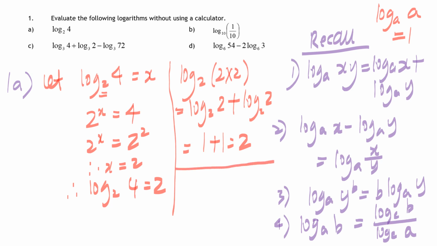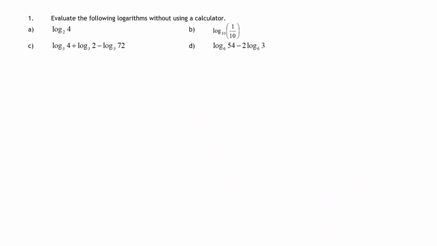A third way is even easier. You write 4 as 2 to the power of 2. Then you can apply the power law, bring the 2 and put it in front of your log 2 base 2. And log 2 base 2 is 1, so 2 times 1 equals 2. So there are three different ways of doing it. I let you choose which way you want. I may not want to use the first way, but it's still fine because you're dealing with a single log, so you can do it that way. All right, let's look at part b.